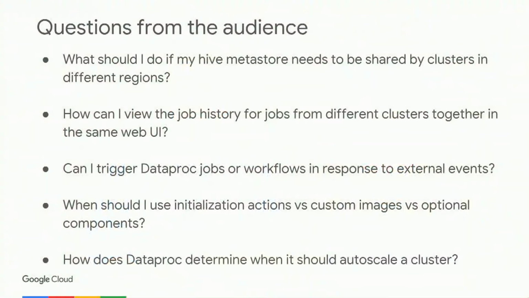How does Dataproc determine when it should auto-scale a cluster? Yeah, so we touched on this earlier a little bit, that it uses YARN metrics, but specifically how it works is it bases it on YARN pending memory and YARN available memory. Okay. So if there's a good amount of YARN pending memory, we might say, oh, we should scale up the cluster in response to that. Or if there's a lot of available memory, we say, oh, okay, maybe we should scale it down.